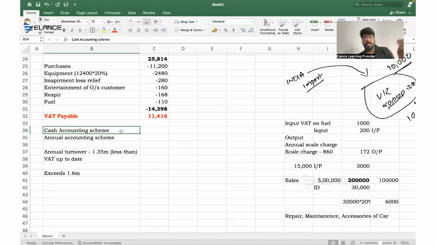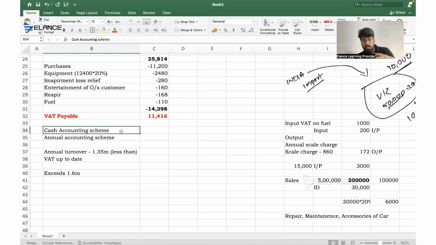At the same time, I can only reclaim the input VAT on cash purchases. On the basis of the amount I actually paid in cash, I can find the input VAT, and on the basis of the actual amount received, I can find the output VAT. Based on actual cash flow, we find the output and input VAT in the cash accounting scheme. That is the speciality of the cash accounting scheme.